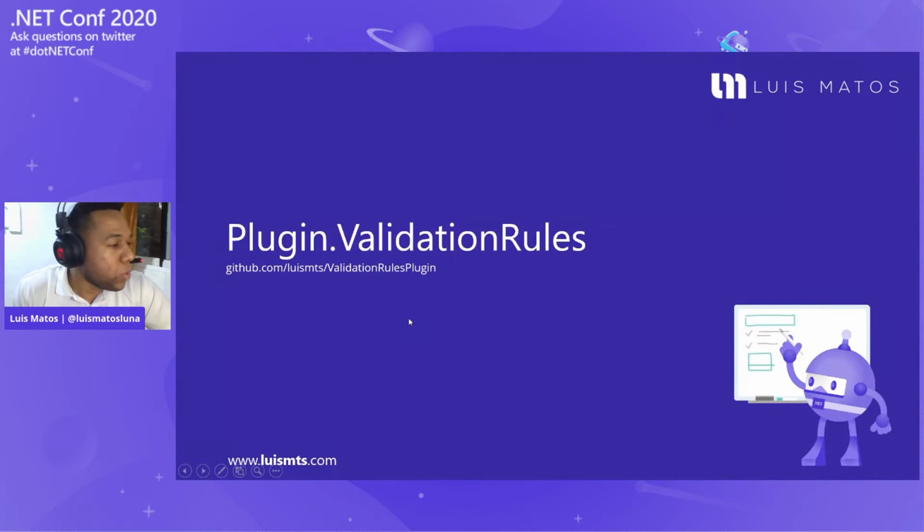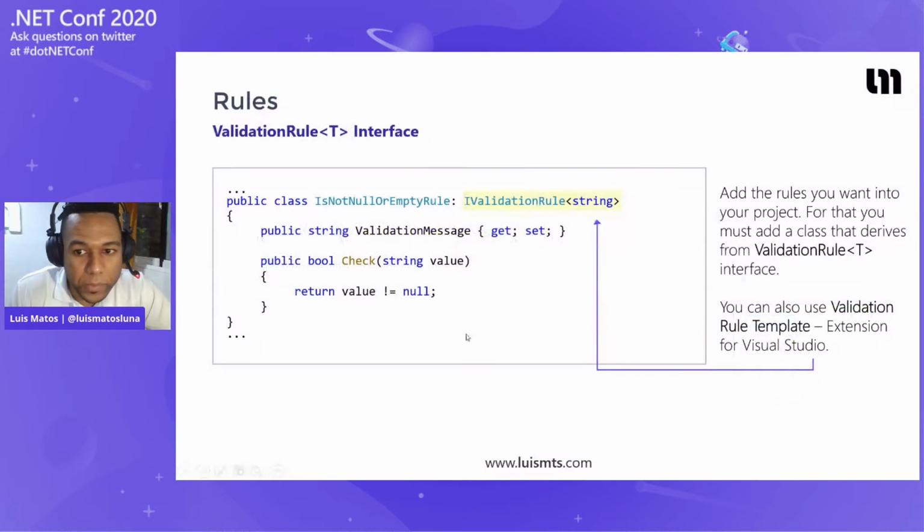So, plugin validation rules: the library that helps you improve the quality of your data using validation rules. Let's see what we can do with this library. First of all, we need to add the rules that you want into your project. For that, you must add a class that derives from the validation rules interface.